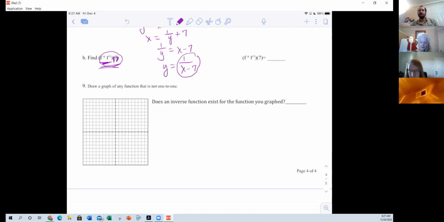Draw a graph of any function that is not 1-to-1. You could have done anything that doesn't pass the horizontal line test. Does an inverse function exist? It does not. Okay. Any questions about that? If you ever do have questions or want to discuss something with me, I'm always happy to do that. So just let me know.